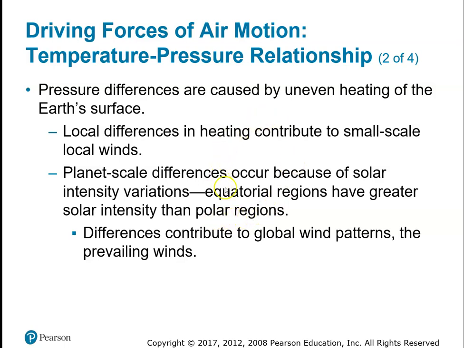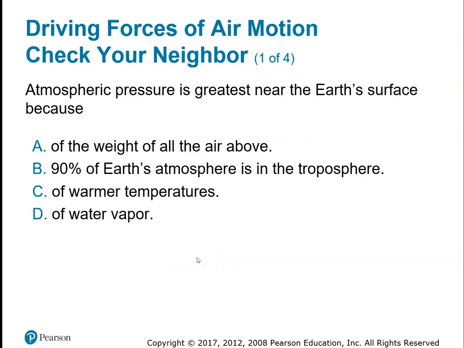There would just be this one convection in the northern hemisphere and one convection in the southern hemisphere, but that's not the case because our Earth is spinning, and that spin causes what's called a Coriolis force. All right, so we'll get into the Coriolis force in just a moment. So the differences contribute to the global wind patterns, the thing called the prevailing winds. We're going to talk about that as well.